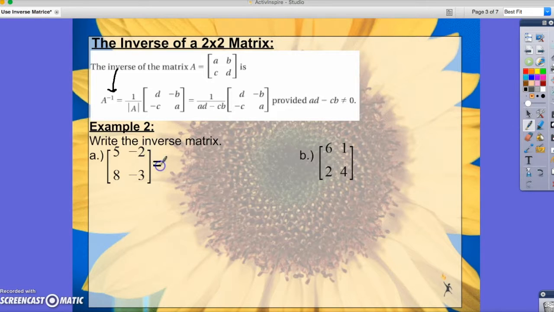All right, so let's see how we actually do an inverse. I'm going to write this in here. A to the negative 1 is the inverse. So start with 1 over the determinant, what we did in the last lesson. So what do I get here? I get 5 times negative 3, which is negative 15, minus 8 times negative 2, minus 16. So we get negative 15 minus negative 16, or plus 16.